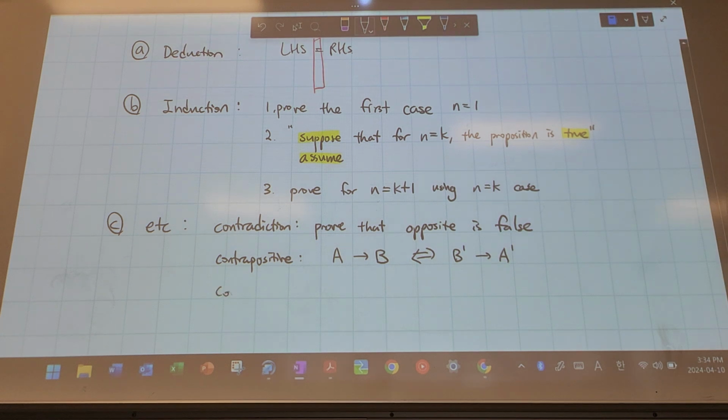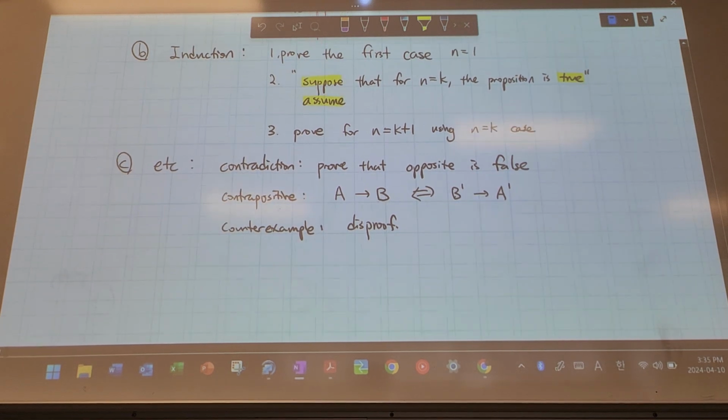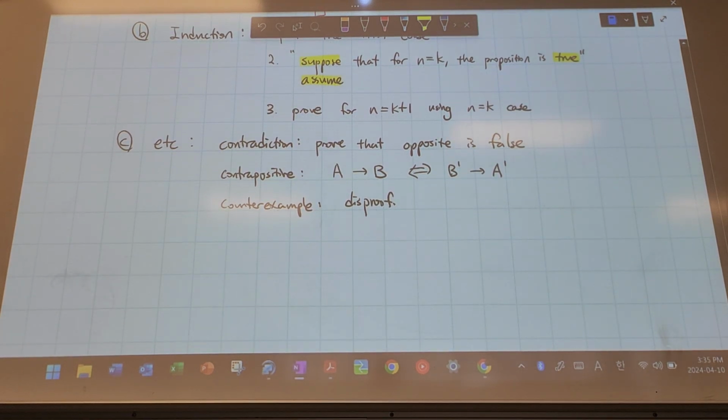Also, there's the counterexample. A counterexample is usually a disproof. If you want to disprove something, we just find a counterexample of that. I think in most cases we'll see the induction problems or the deduction problems. Sometimes we have the contradiction. They're part of the curriculum, so I cannot assure you that it's not going to be on an exam. It may be, so it's worth mentioning. I don't think I've seen the contrapositive and counterexample too much, but they're also handy sometimes, for the ease of proof.